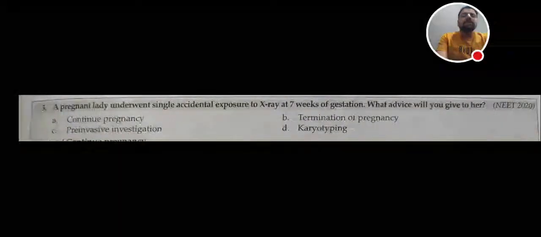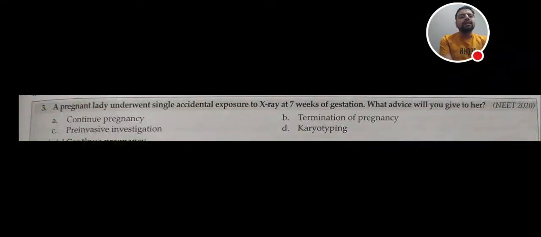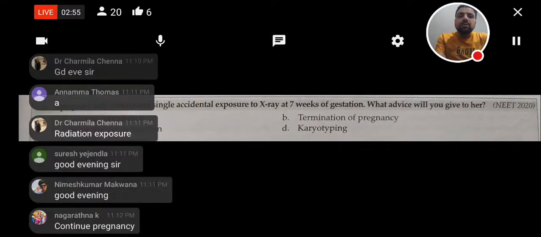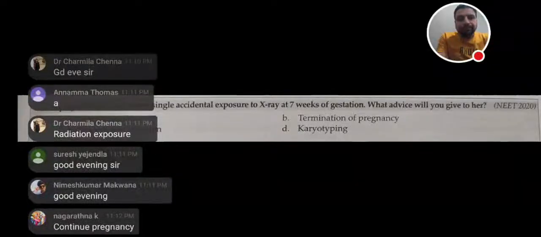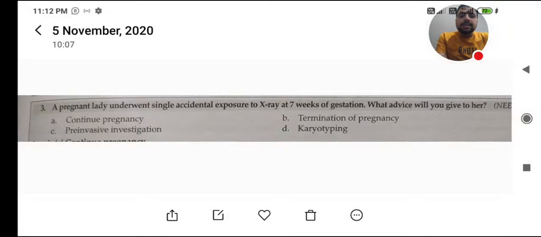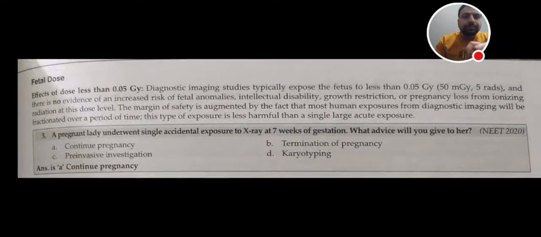Hope it's clear. Now, a pregnant lady underwent single accidental exposure to X-ray at 7 weeks of gestation. What advice will you give to her? Continue pregnancy, termination of pregnancy, invasive investigation, karyotyping. This question was also asked in NEET PG 2020 examination. So what is the best answer here? The answer is continuation of pregnancy. Yes, but let's see why.